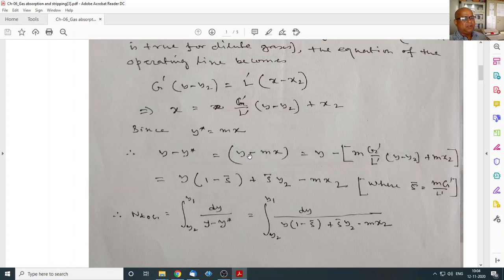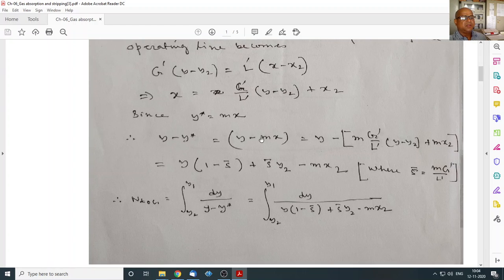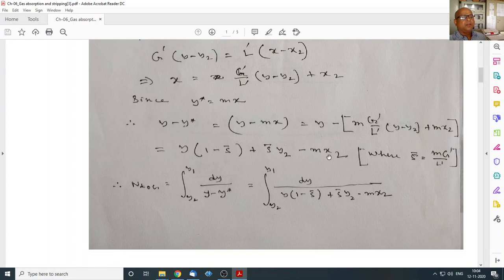This I can write as y minus mx. Now what is x? X equal to this. So I can write y minus m G'/L' (y minus y2) plus mx2. So then I can write this one. Now what is this? L by mG equal to the absorption factor. Now it is 1 by that, which means S, the stripping factor. So this term is the stripping factor S.